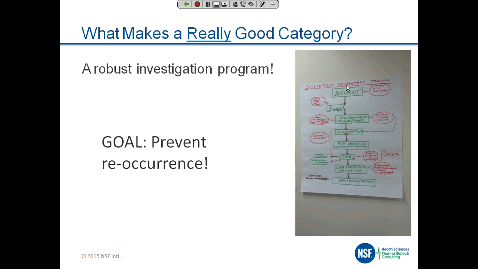You're asking 5 whys up front. You're doing a risk assessment to triage. You're doing an investigation. You're getting to root causes, plural, and then identifying CAPAs. Our focus is to get to CAPAs that are really meaningful to prevent reoccurrence. But we can only do that if we have a robust investigation program.